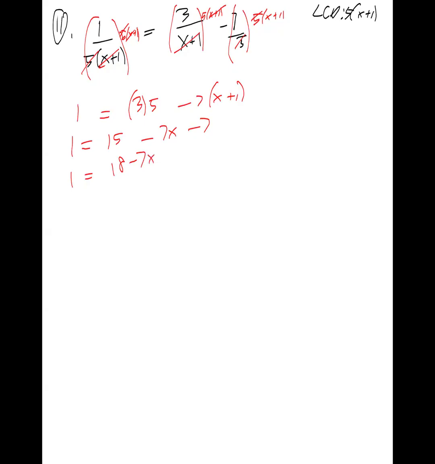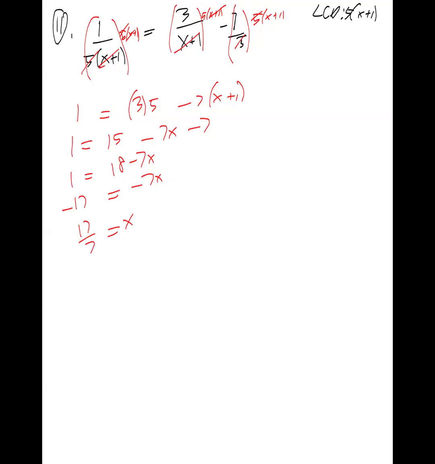Subtract the 18 from both sides. If you subtract 18, 1 minus 18 is negative 17. So negative 17 equals negative 7x. Divide by negative 7, you'll get positive 17 over 7 equals x. Oops, I think I made a mistake. So 1 over 5, x minus 1, that's 1. Then you have 3 times 5 is 15. Yep. Then minus 7 times x plus 1. Okay, that's good. Oh, I didn't make a mistake.